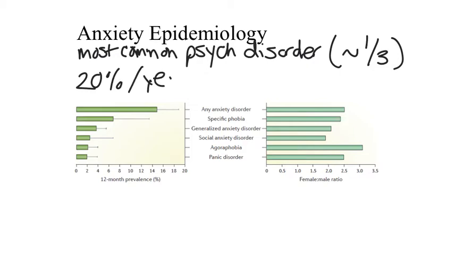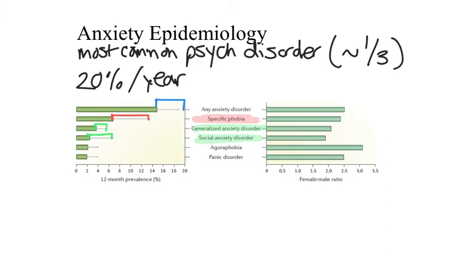Within that, various types of anxiety disorders are more or less prevalent, and that is depicted on the figure on your screen. With any anxiety disorder being on the order of 15 to 20% prevalent, the most common type of anxiety disorder is the collection of specific phobias that make up somewhere between 8 and 10% of anxiety disorders. Next comes social anxiety disorder, followed very closely by generalized anxiety disorder, and last is panic disorder.